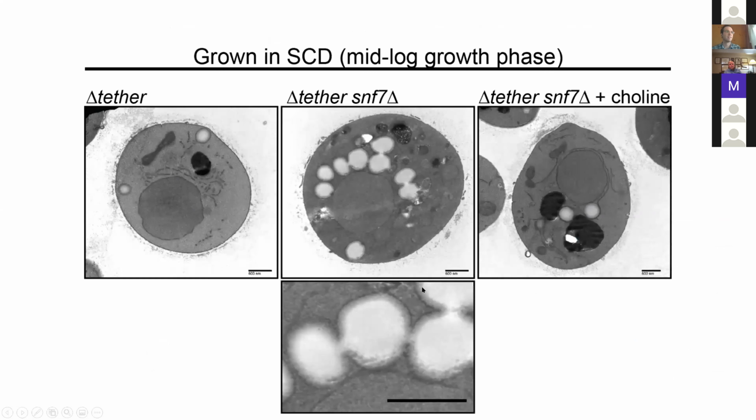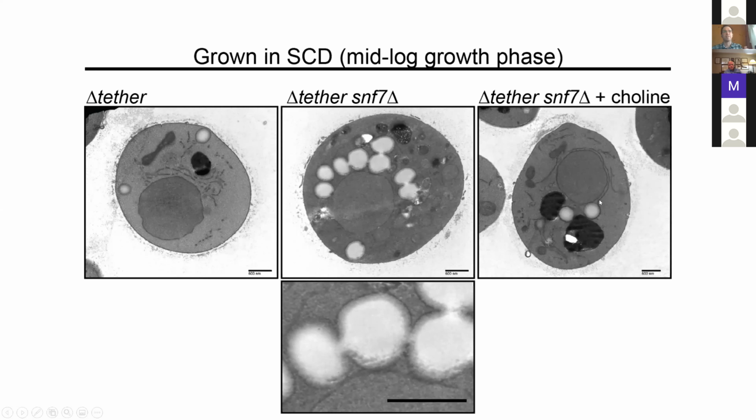Now, because the lipid droplets look so interesting under fluorescence microscopy, I had to look at them under electron microscopy. And what I saw was that the delta tether SNF7 mutants indeed did have larger and more lipid droplets than delta tether alone. But what was really fascinating was that many of the cells had these concatenated lipid droplets where there's a neck between sequential lipid droplets. And in this single cell, you can see 4 in a chain. And this is in a 70 nanometer section. I wouldn't be surprised if all of these lipid droplets were concatenated in some way.